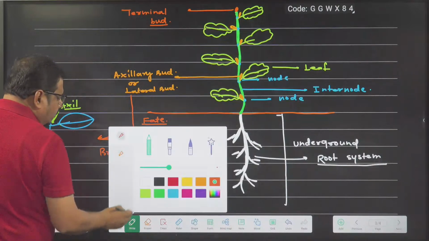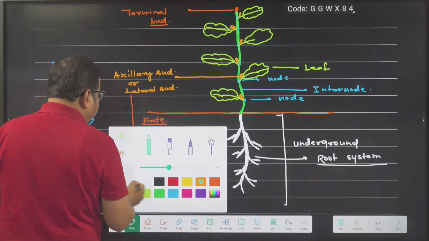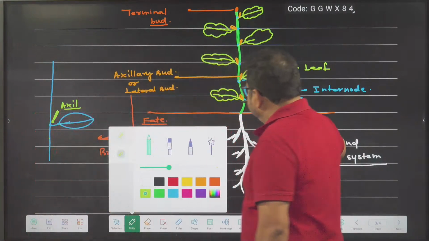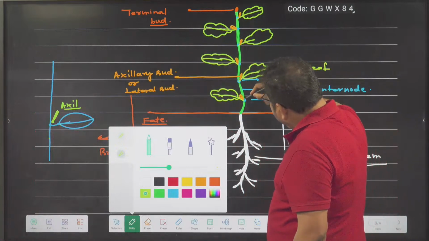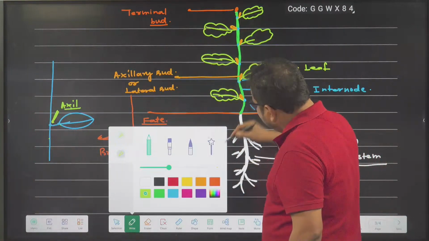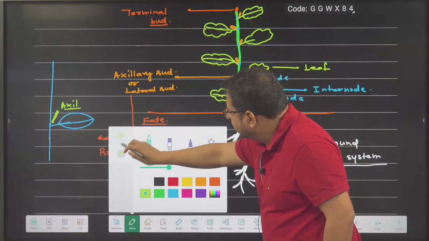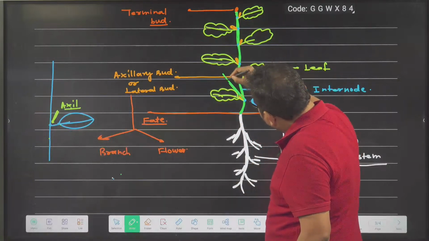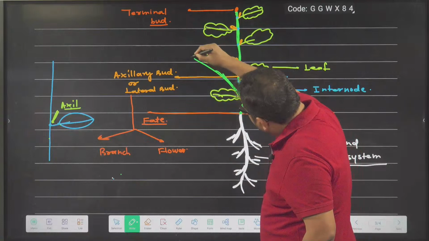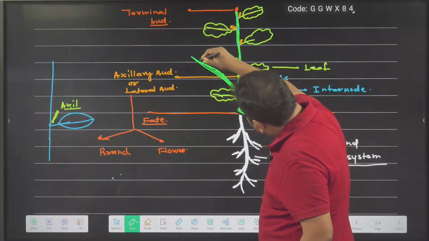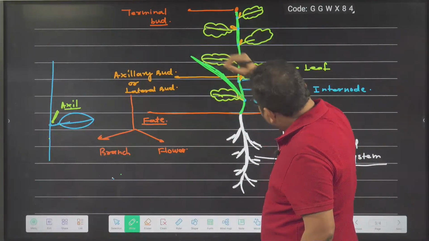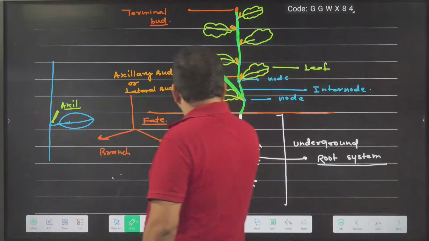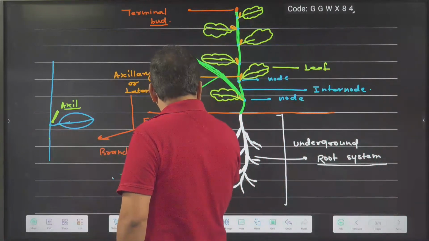So from one bud I am making a new branch, and from another bud I am making a flower. Suppose that this is the axillary bud. From this axillary bud, new branches are arising. It is possible that this axillary bud goes on to form a new branch. These are the new branches arising from here. Are you getting the idea or not? So this axillary bud converted into which one? Branch.